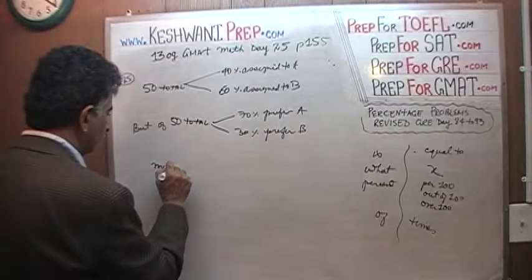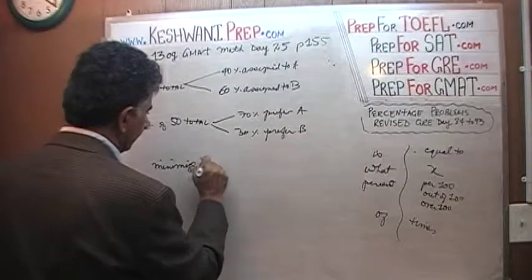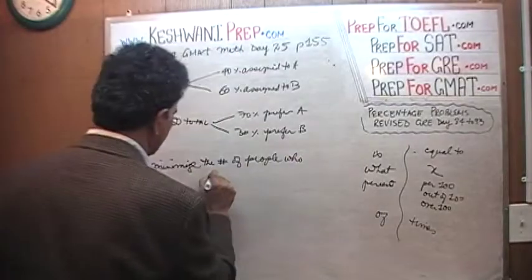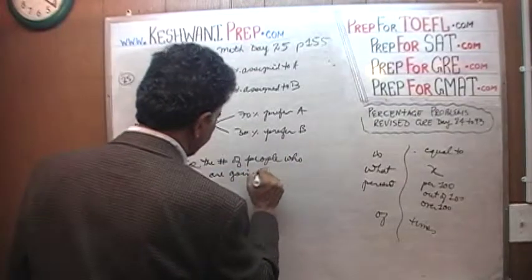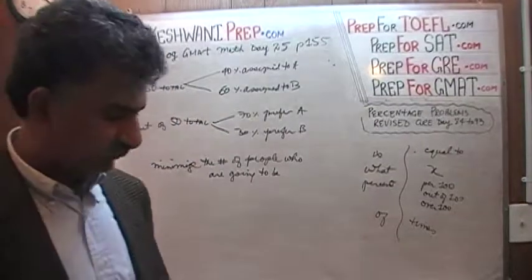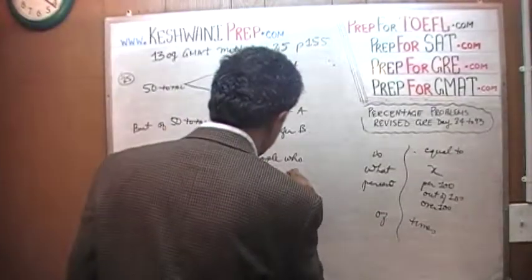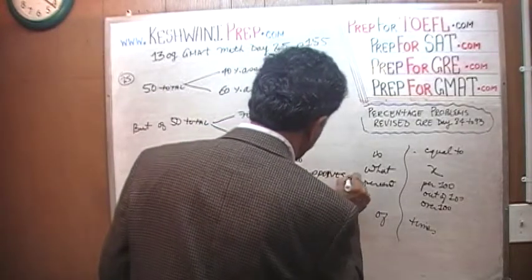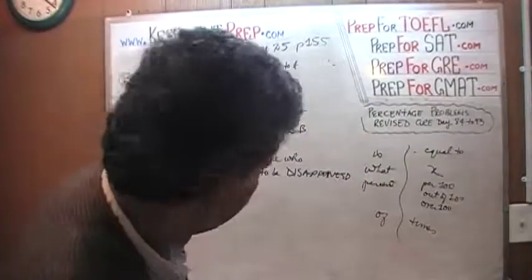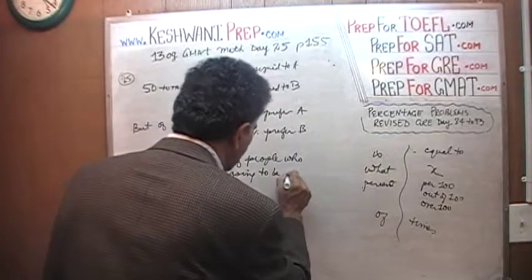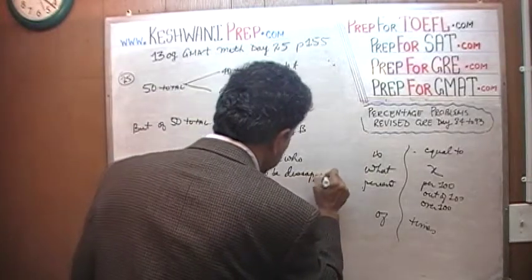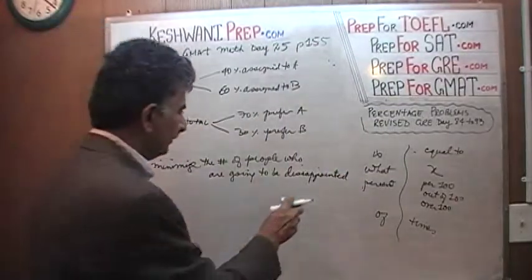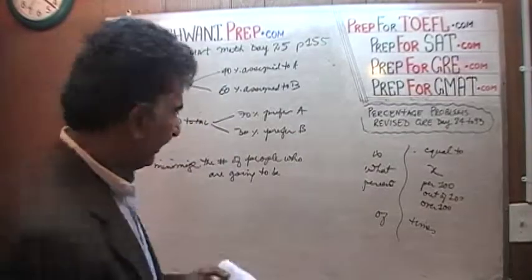Minimize the number of people who are going to be so disappointed or pissed off. Oh, sorry, I didn't say that. Disappointed. I don't know how to spell it. I don't know why I put two S's in disappointed. Unhappy. How about that? Disappointed, unhappy.